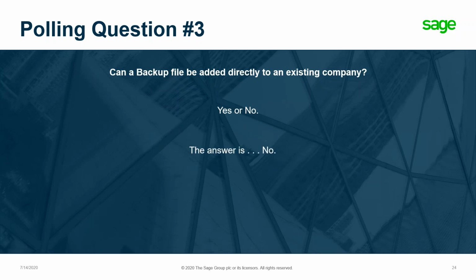So the answer to this question is no, but it's all based on the one word, directly. A backup file has to be restored. The restore has to be merged into an existing company. So there's a 3-step process you need to do to complete adding assets to an existing company. You have to take a backup, restore it, and then take the restore and merge it with an existing company. You cannot go directly from the backup file. In fact, you can't go directly from a backup file to anything. It has to be restored in order to be used in our program.